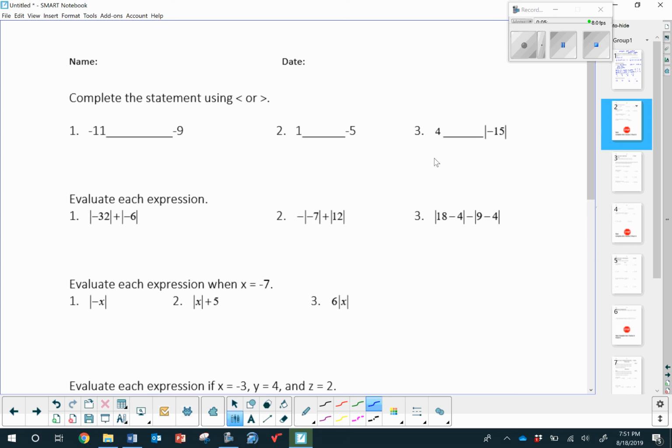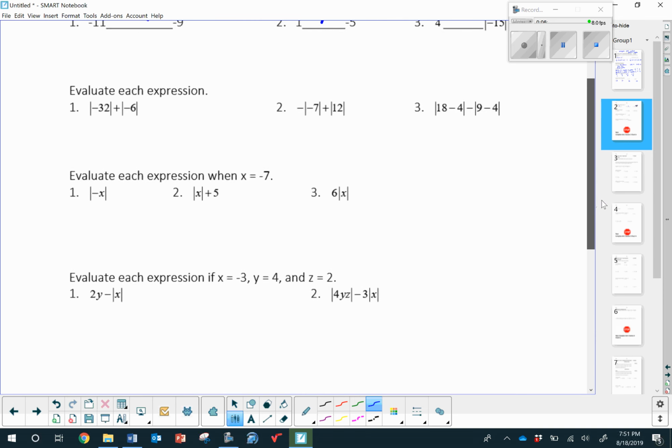All right, looking at page 2, we're now just going to use our greater than or less than symbols to compare these two integers. So I know that -9 is bigger than -11. 1 is bigger than -5. Here I have the absolute value. So remember, the absolute value of -15 is simply 15. And then we know that 15 is greater than 4.